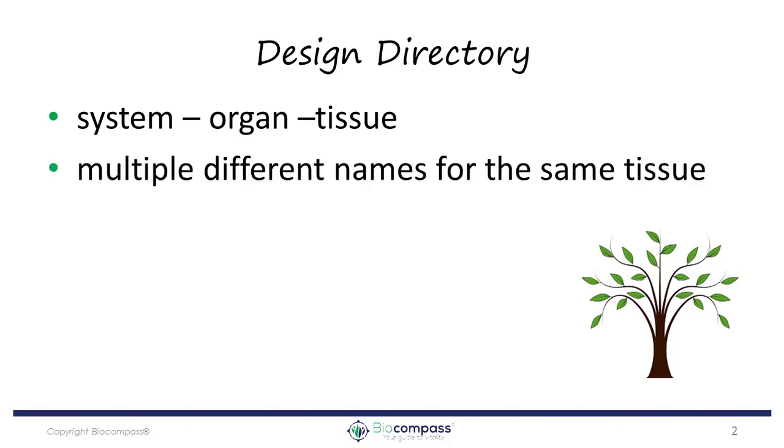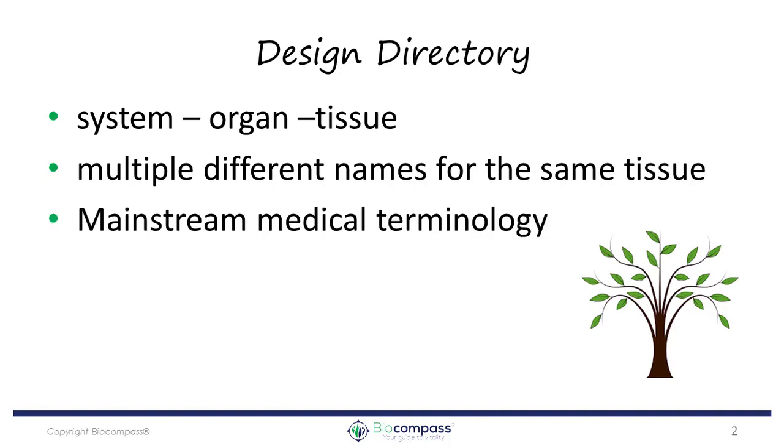Sometimes you might find different names for the same tissue. That is a little bit confusing. There's nothing I can do about it, but I try to use as much mainstream terminology in anatomy and physiology to describe the different tissues. Like the renal pelvis: the reference for renal is the same as the reference for kidney. So the renal pelvis is part of the kidney.